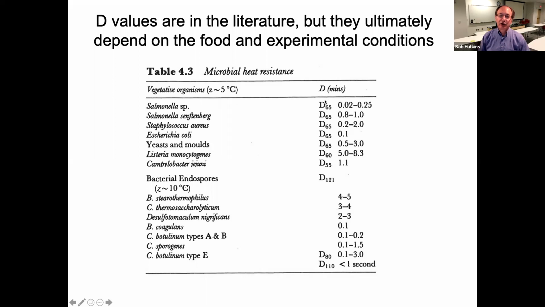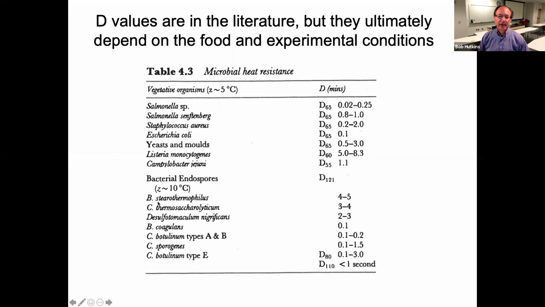Now, you can also see here that the D at 65 for this Salmonella is in the order of about a minute. The D at 121, much higher, twice as hot, for spores can be 4 to 5 minutes. And so that's because spores are very resistant to heat. It takes a lot of heat to kill spores.